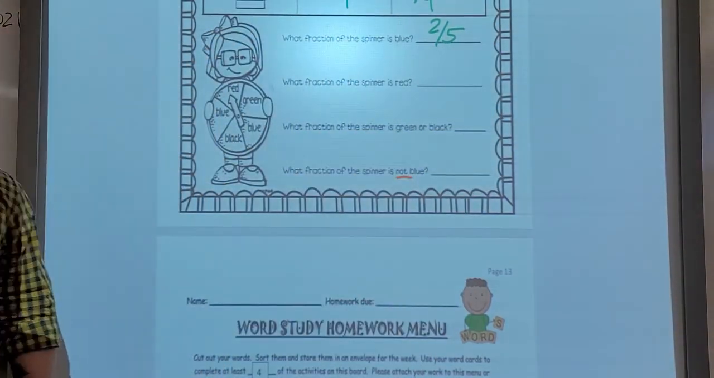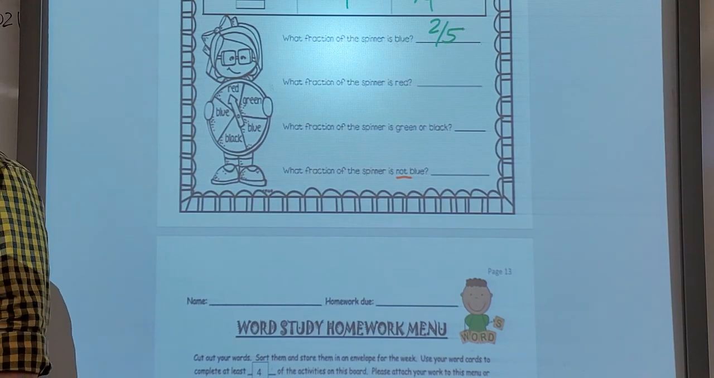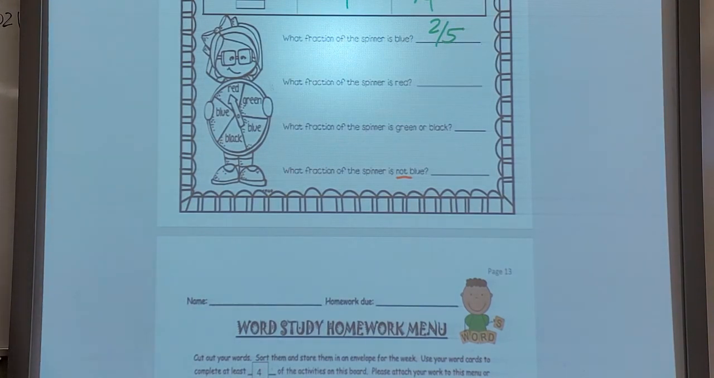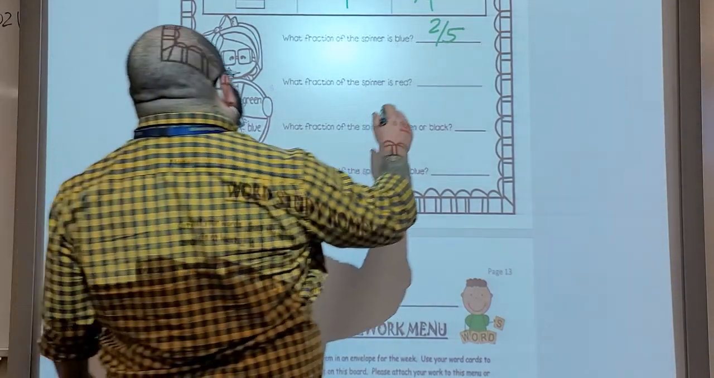Did everybody get 2/5? Thumbs up, I hope so. I saw a few people writing 1 on there because I think you didn't see that there were 2 blues. But that's exactly right. Now, what fraction of the spinner is red? Kylie? 1 out of 5. 1/5.